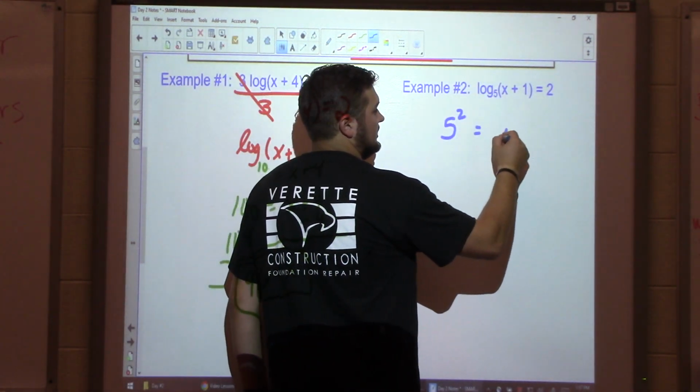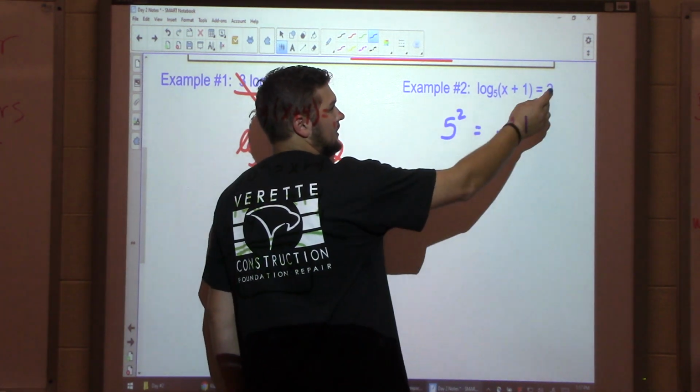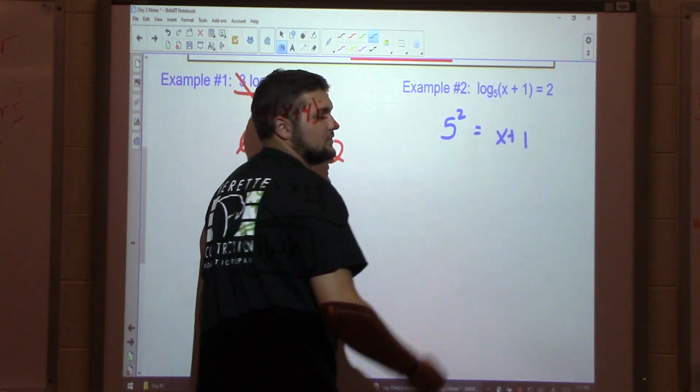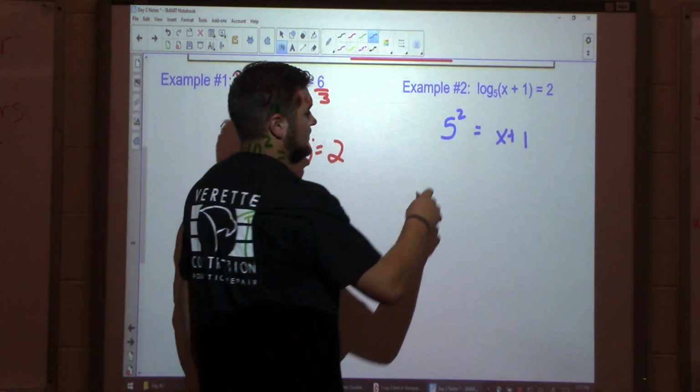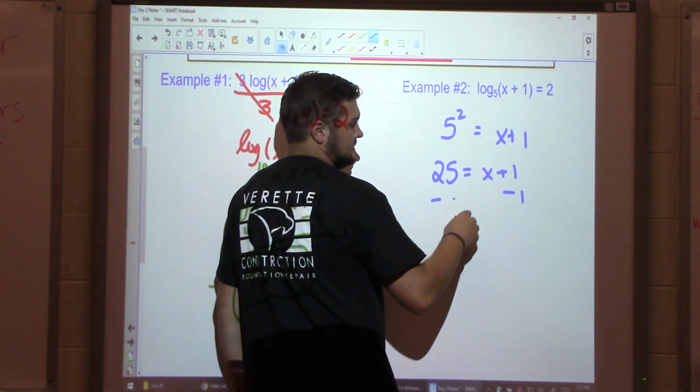5 squared equals x plus 1. The base of my log becomes the base of my exponent. What my log equals becomes my exponent. What I'm taking the log of is what my exponential should equal. 25 equals x plus 1. Subtract 1.